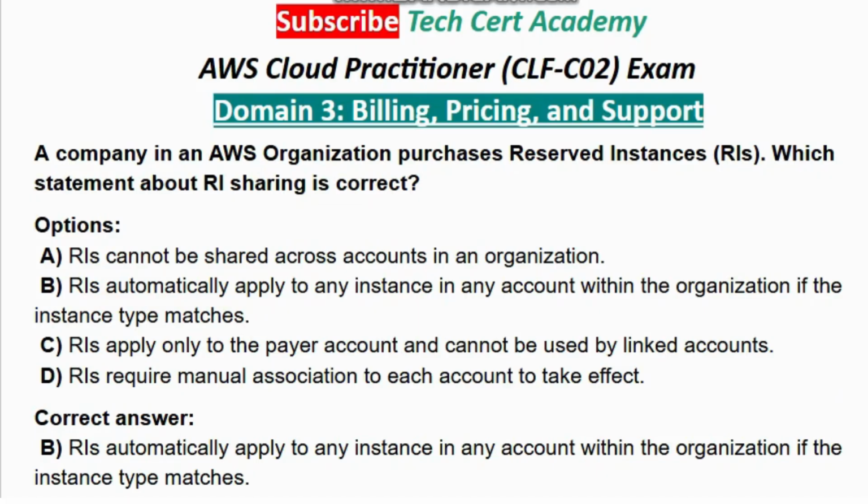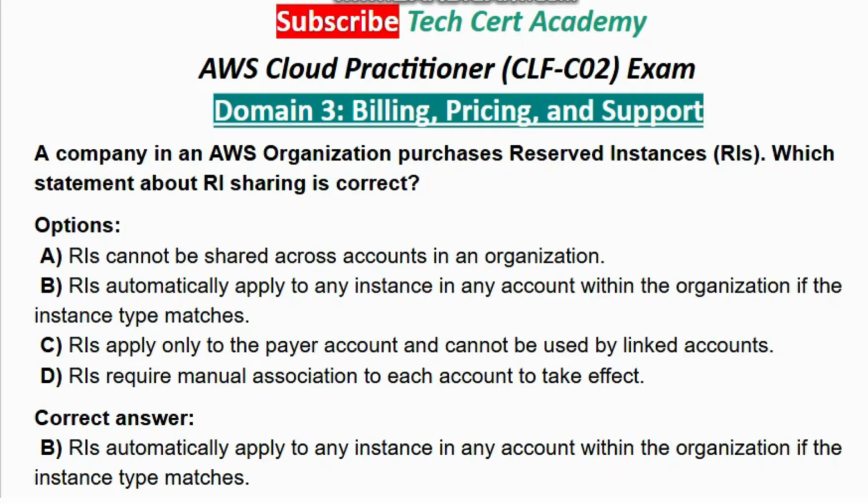A company in an AWS organization purchases reserved instances, RIs. Which statement about RI sharing is correct? Options: A. RIs cannot be shared across accounts in an organization. B. RIs automatically apply to any instance in any account within the organization if the instance type matches. C. RIs apply only to the payer account and cannot be used by linked accounts. D. RIs require manual association to each account to take effect. Correct answer: B. RIs automatically apply to any instance in any account within the organization if the instance type matches.